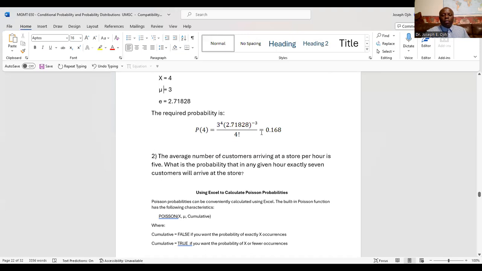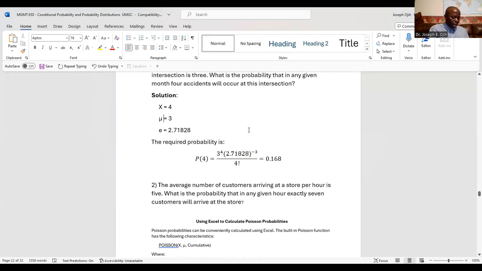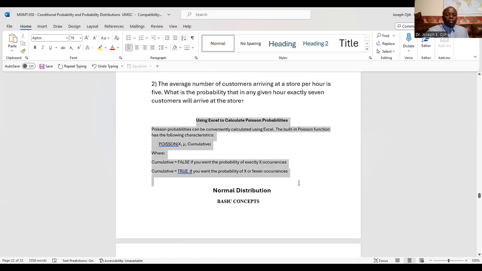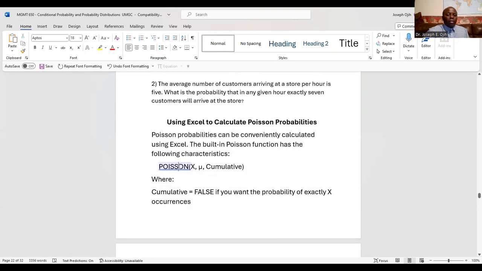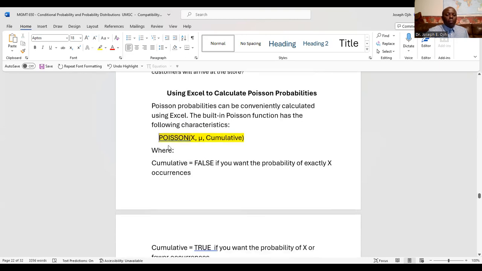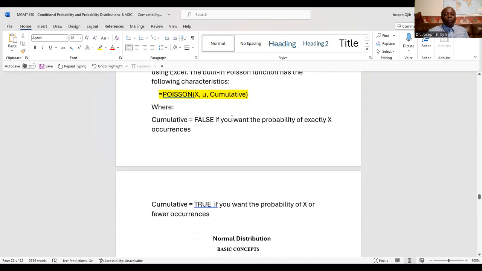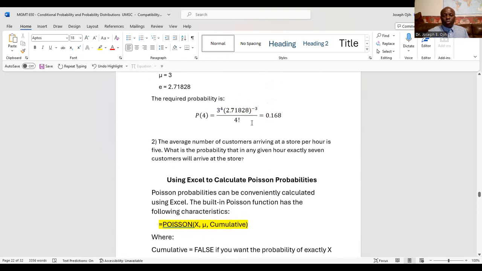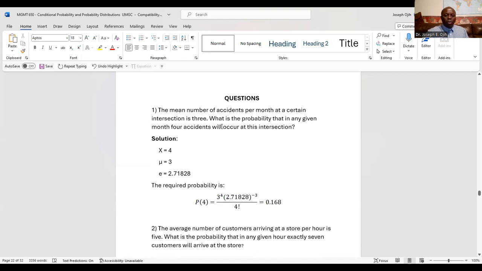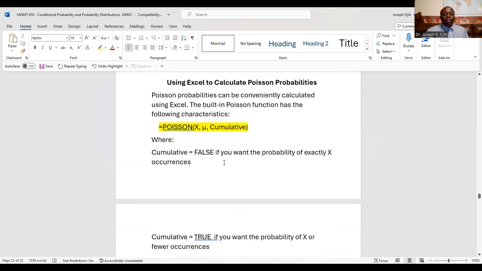Now I can put it in Excel to show you how we got this. Let me write this down. I got x is 4, mu is 3, e is 2.71828. Now, this is the Excel formula we use to find the Poisson distribution. You put the equal sign first before you type it in: POISSON, then x, comma, mu, comma, cumulative. For cumulative, use false if you want the probability of exactly x, like we have on this one, exactly 4 accidents. But if you're looking for the cumulative, then use true.